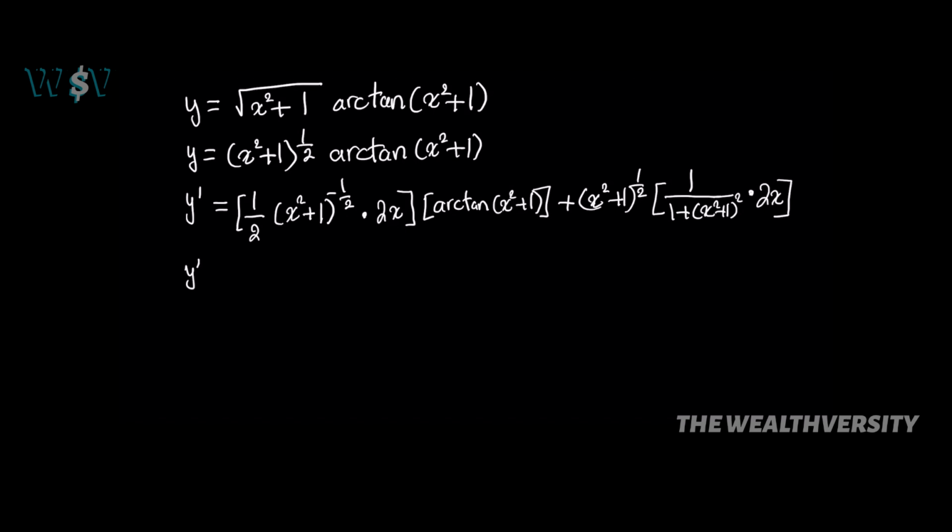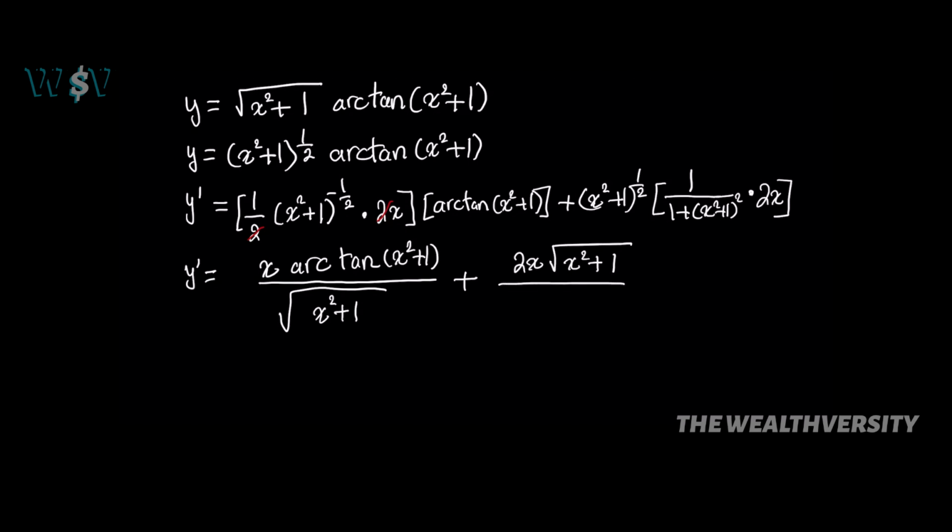Now we just have to simplify it, cancel out terms that we can cancel and convert x squared plus 1 to the power of half to the square root of x squared plus 1. We get that y prime is equal to x times arctan x squared plus 1 divided by the square root of x squared plus 1, plus 2x times the square root of x squared plus 1 divided by 1 plus x squared plus 1 squared. Let's look at one more example.